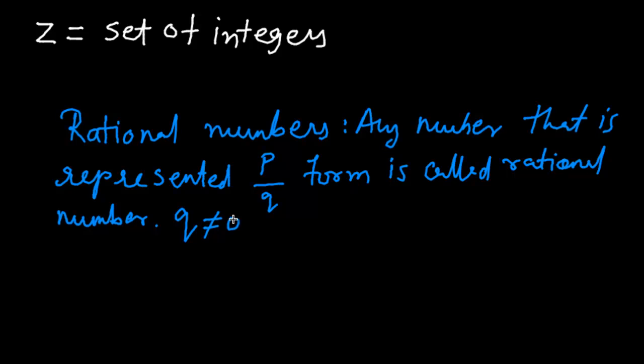should not be equal to 0. That is because if P by Q is a given number and if Q is equal to 0, then the denominator becomes 0, and then this term won't be defined. You can't have the denominator equal to 0, otherwise it would become undefined. So you need some non-zero value for Q.